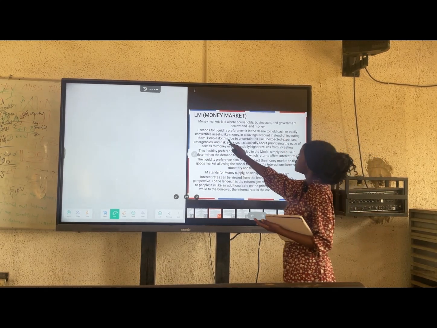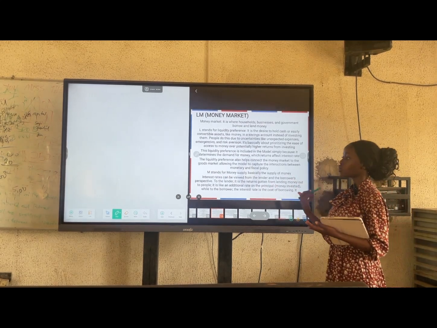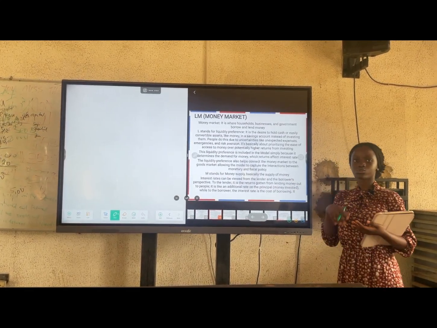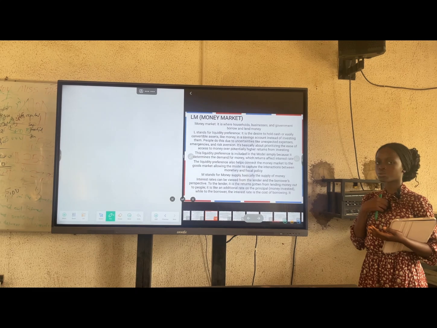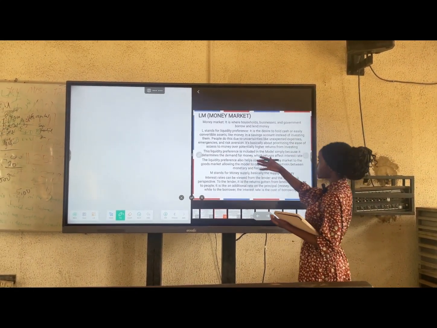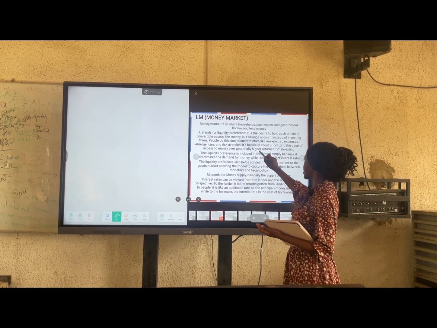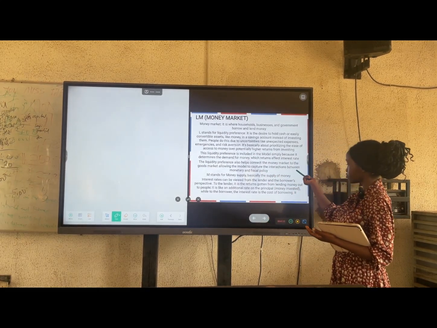So people do this due to uncertainties like unexpected expenses. We should all know why people will want to say, oh, I want to hold my money, I don't want to invest it. Due to unexpected expenses, emergencies, and risk aversion. It's basically about prioritizing the ease of access to money over potentially higher returns on investing.